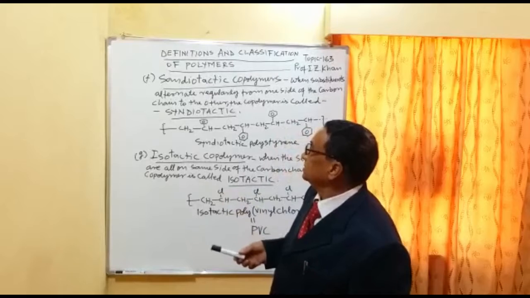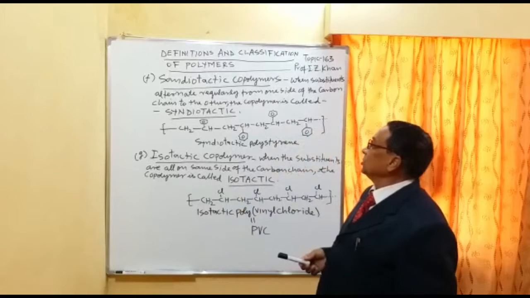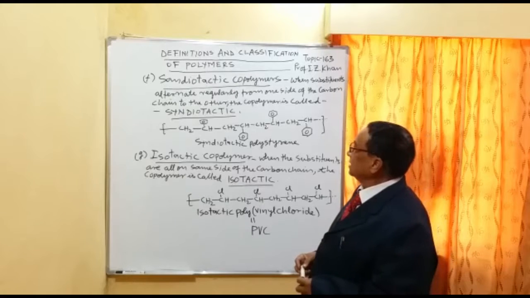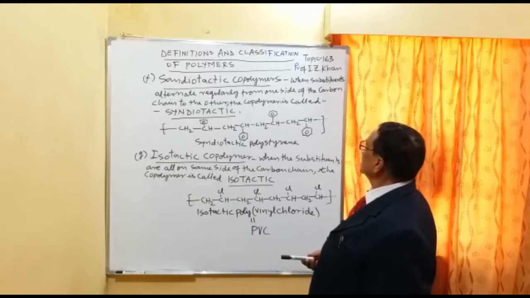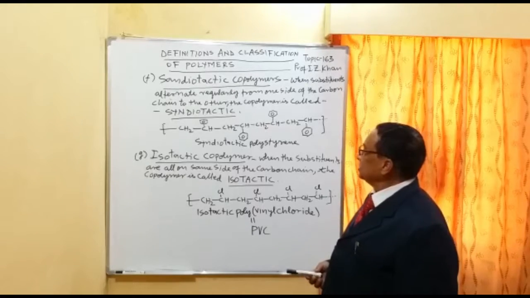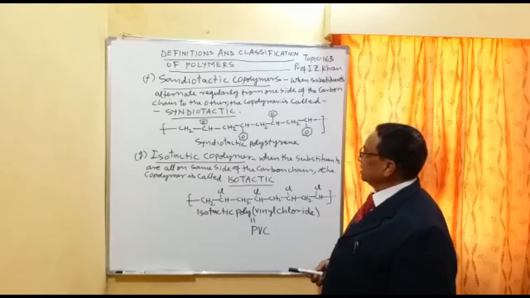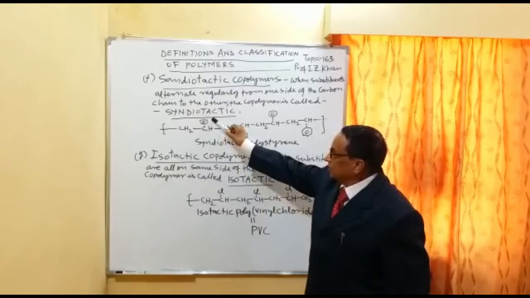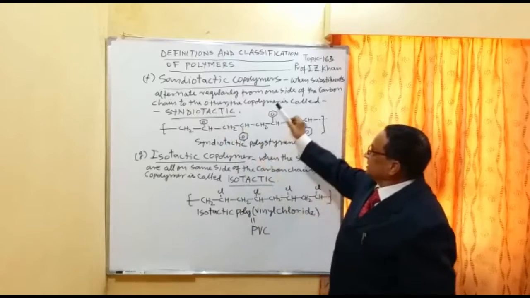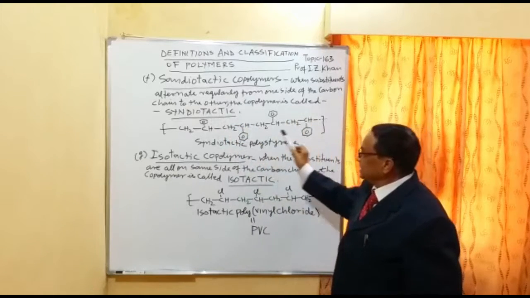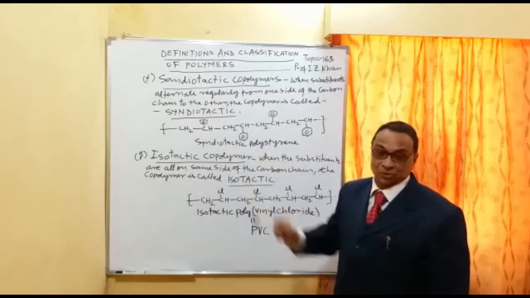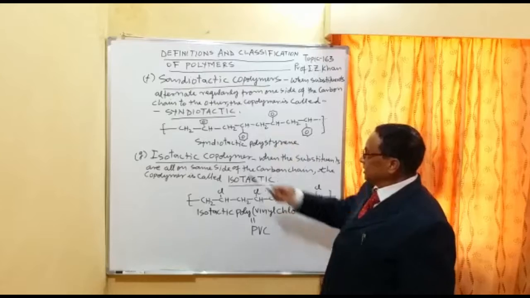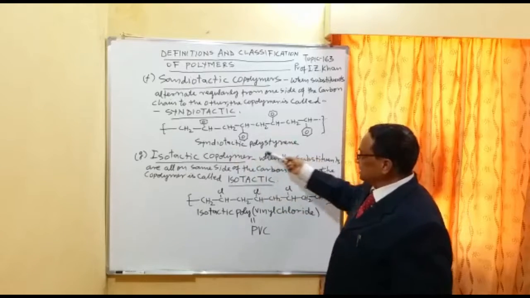So F is syndiotactic copolymers. When substituents alternate regularly from one side of the carbon chain to the other, the polymer is called syndiotactic. Here, this phenyl group, one is on upper side, here it is lower side, then upper side, then lower side. Means it is alternately changing the position. So such polymer is called syndiotactic polymers, and the example is given here.